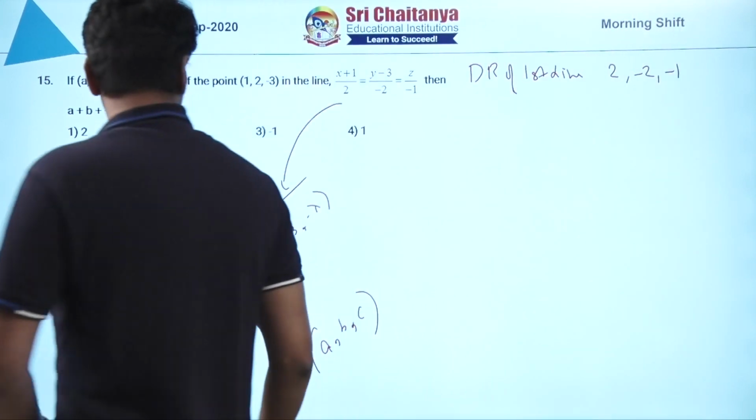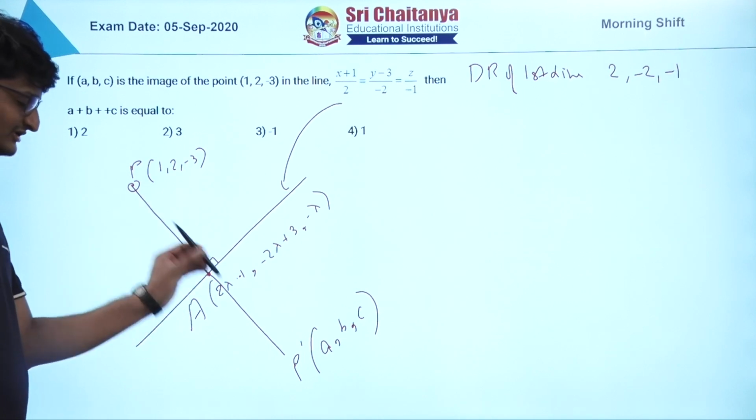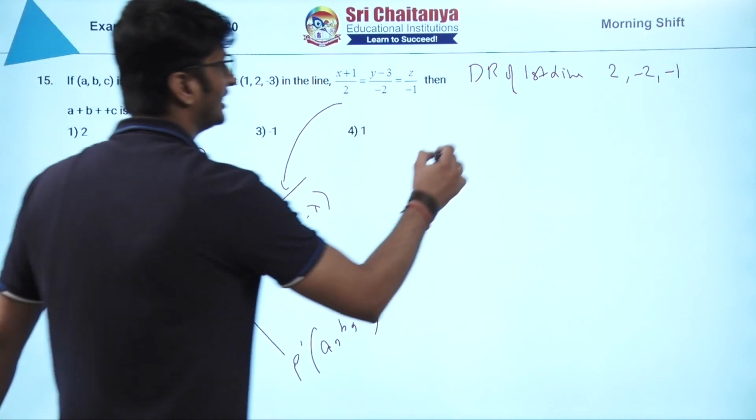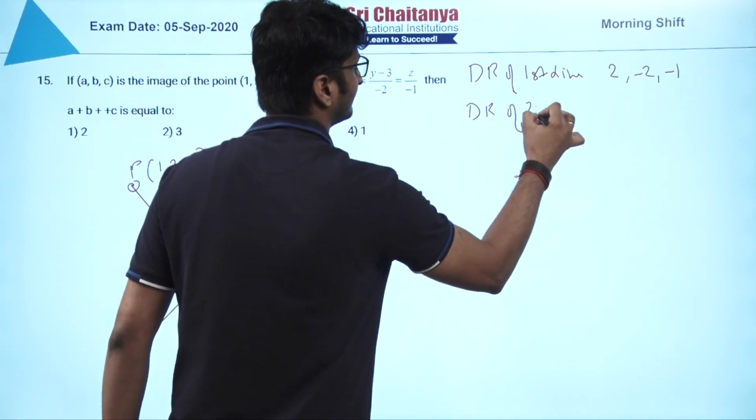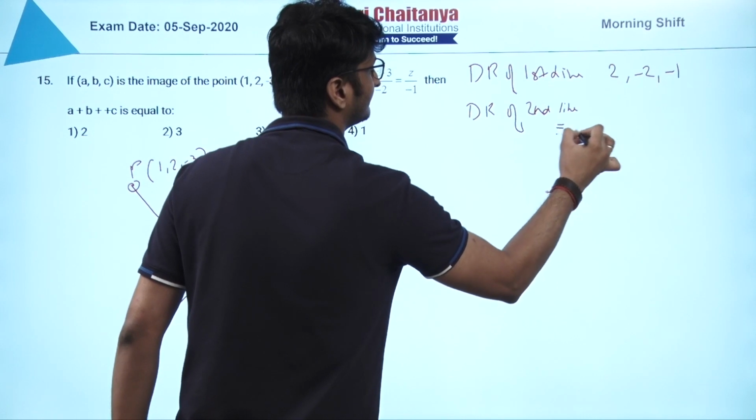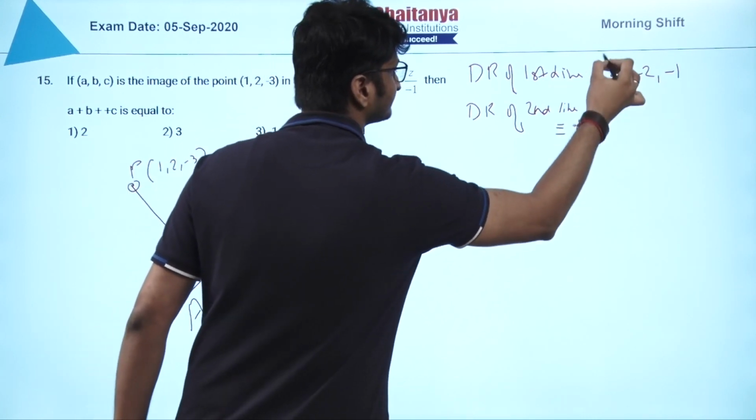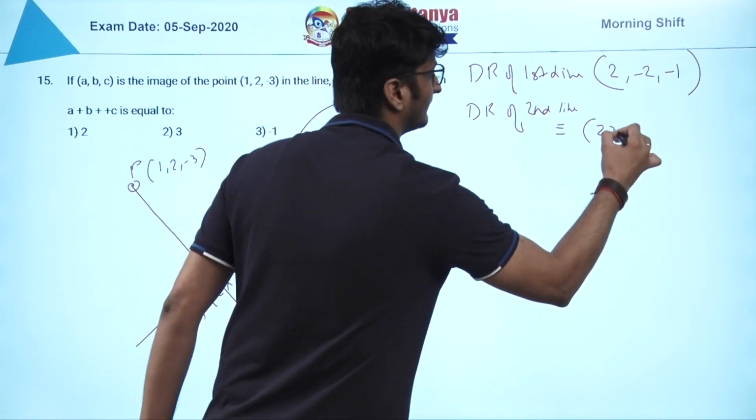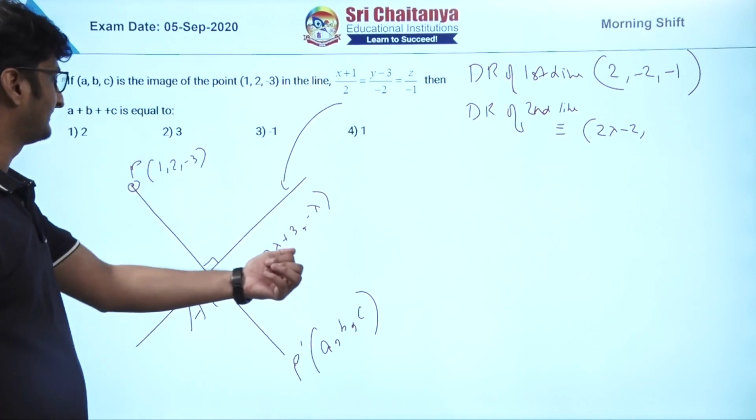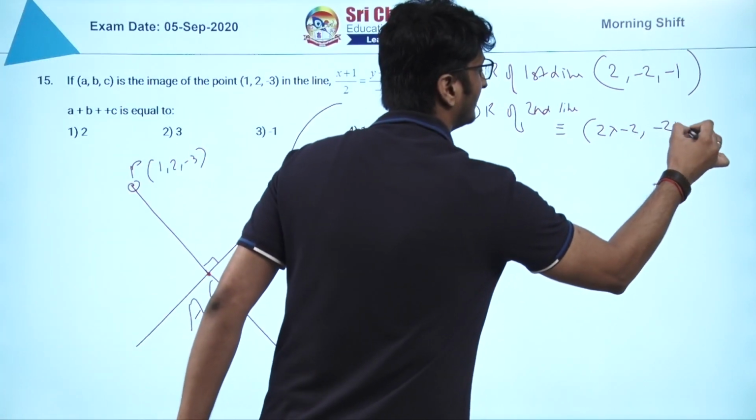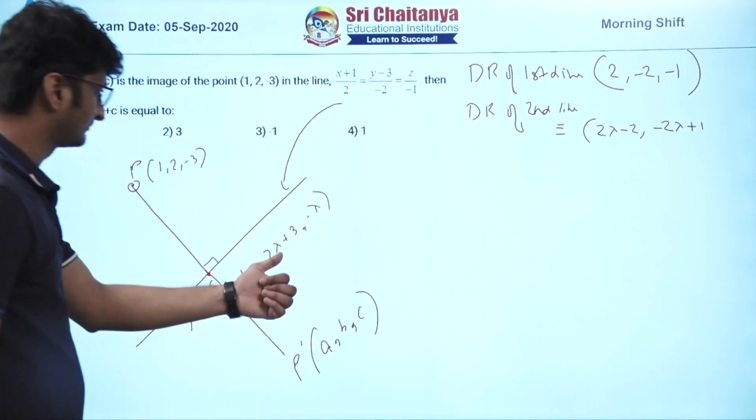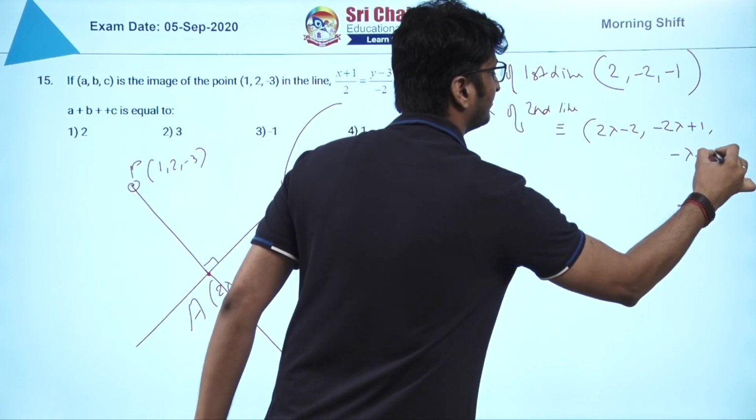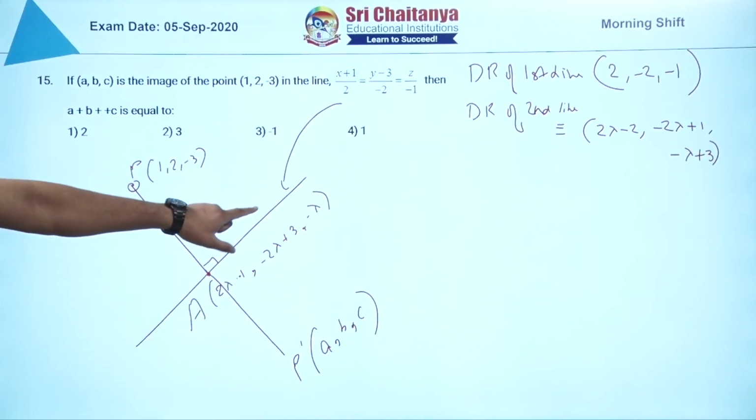What is the DR of the second line? Second line means this is the perpendicular line. What is the DR of this line? Check it out. DR is nothing but the difference of the coordinates. So, DR of the second line can we find? Yes, definitely. 2 lambda minus 1 minus 1, 2 lambda minus 2, minus 2 lambda plus 1, and minus lambda plus 3.